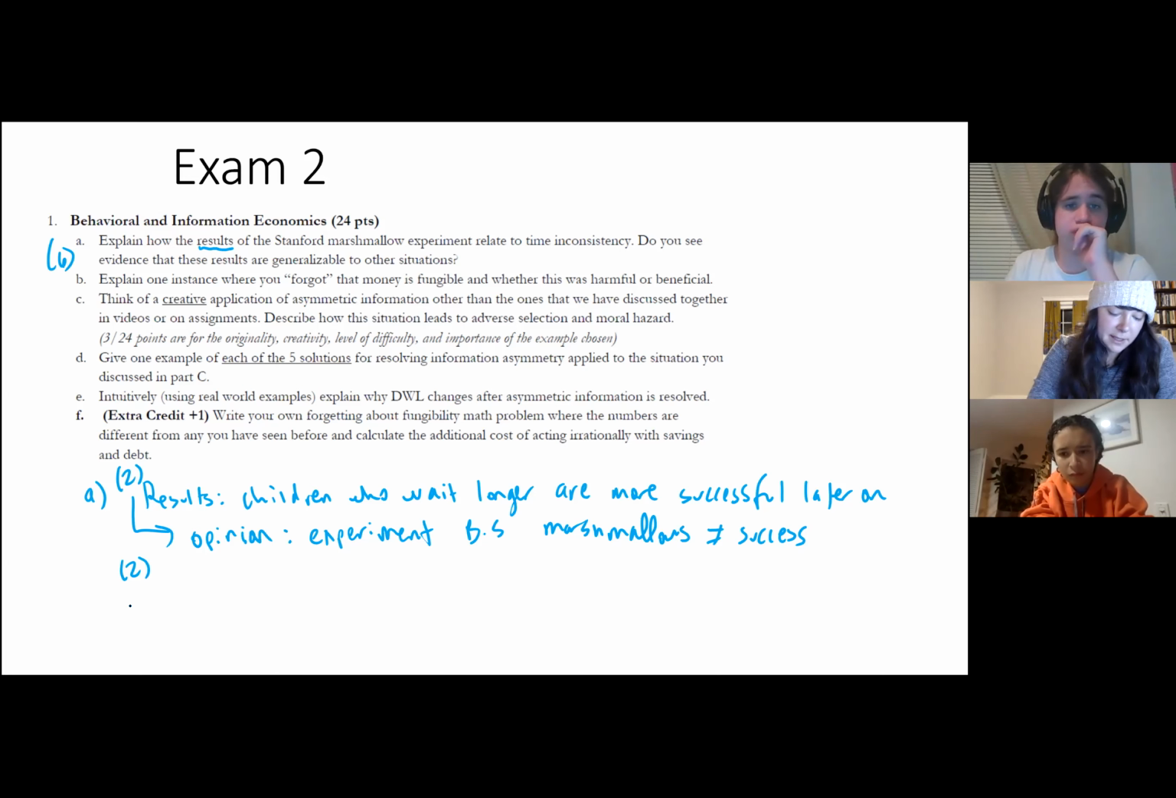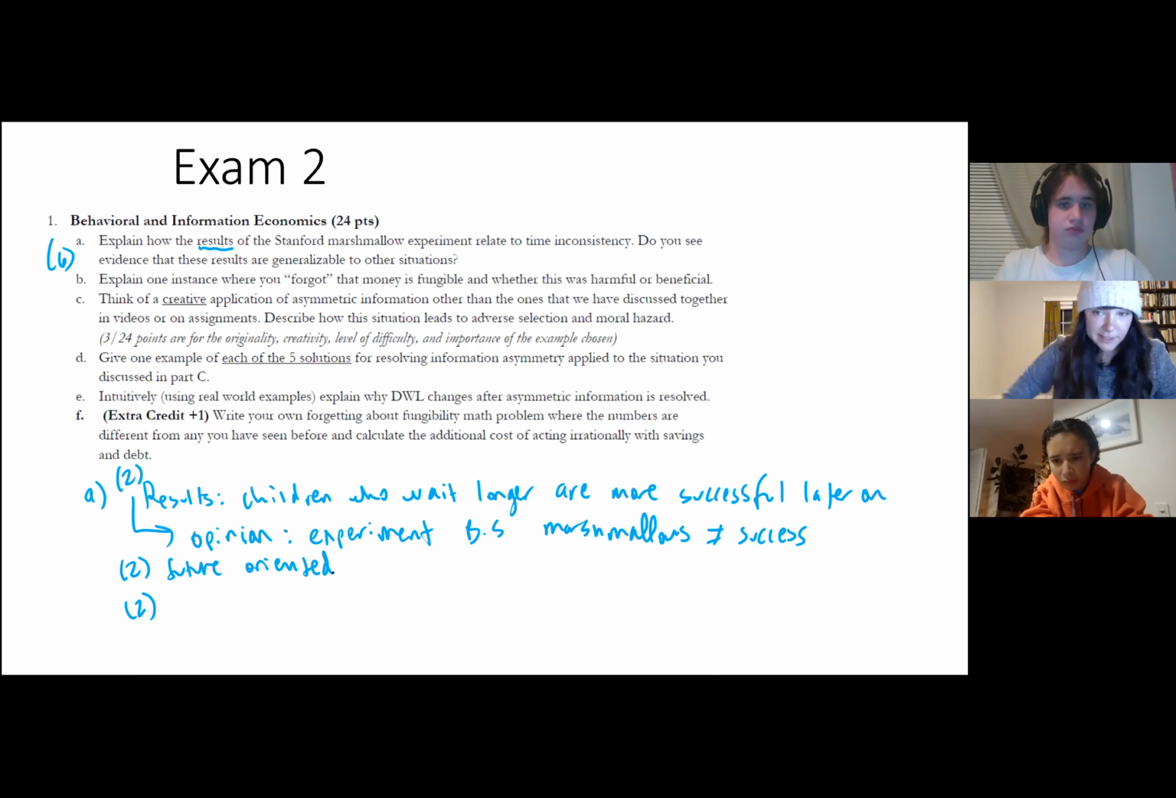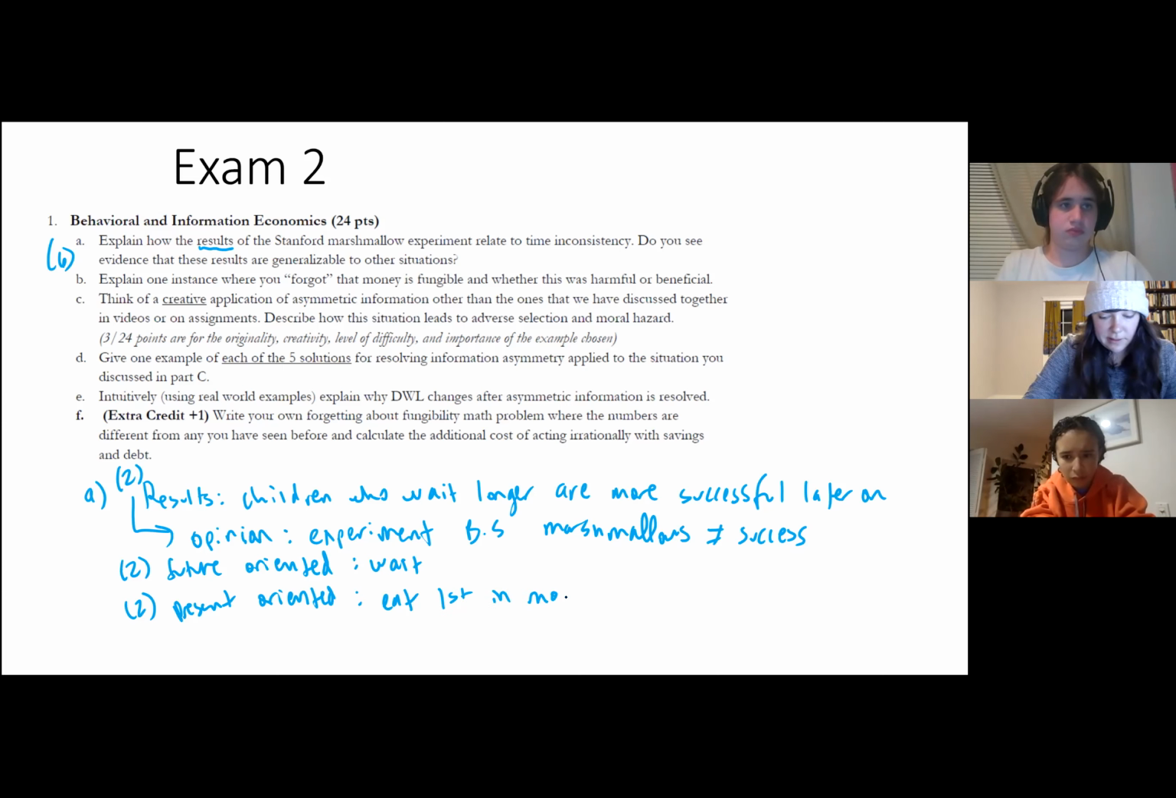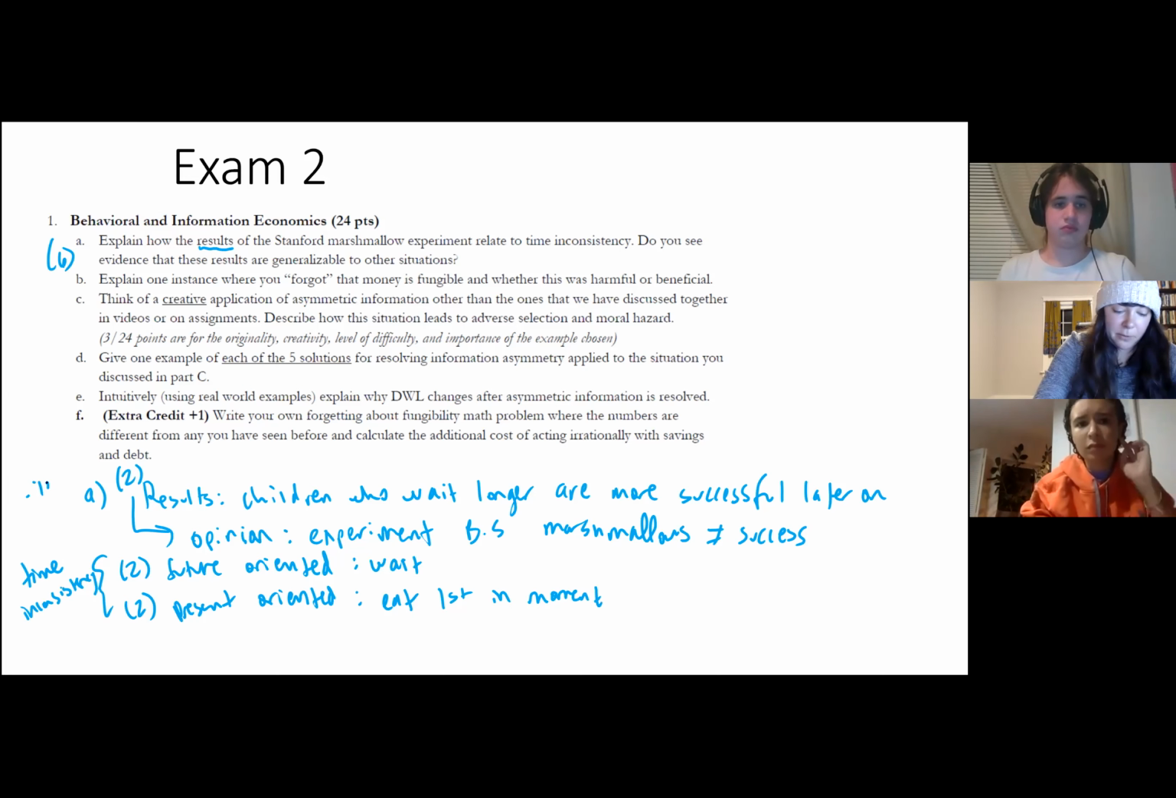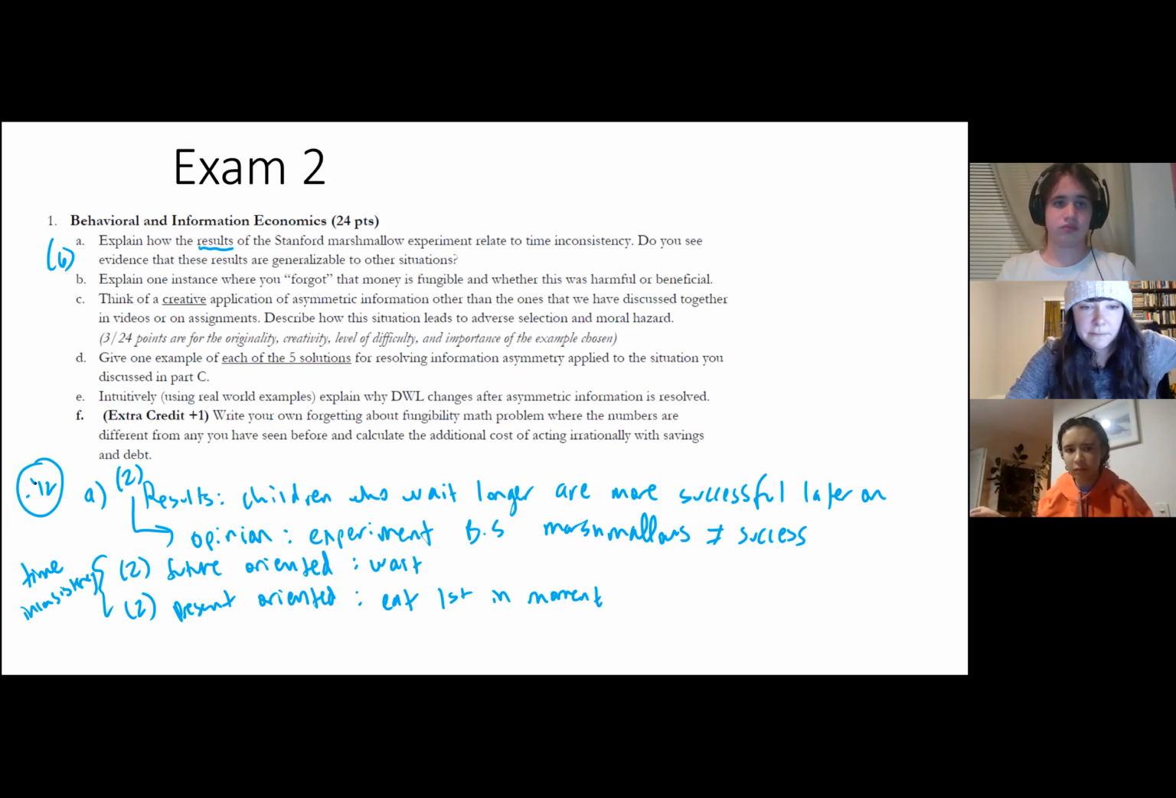And then because a lot of people didn't really understand what I was looking for in this one, I kind of reallocated the points and made it so 2 of them were for talking about what the future-oriented self is and what it wanted in this experiment, which was to wait for the second marshmallow. 2 of them were for talking about what the present-oriented self is and what it wanted, which was to eat the first one in the moment. And kind of putting that together into an explanation of what time inconsistency is. So most people just lost like half a point here because they didn't really talk about the results of the experiment at all or whether they generalized.